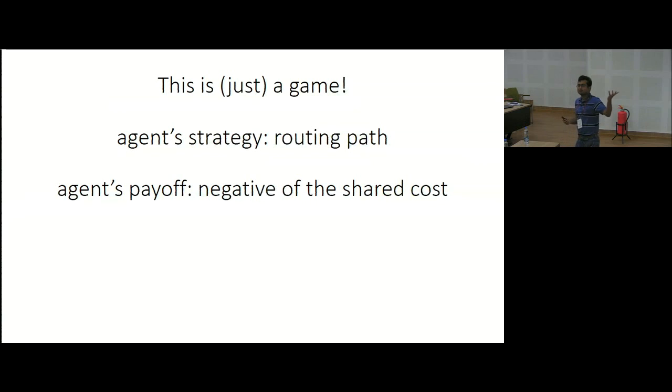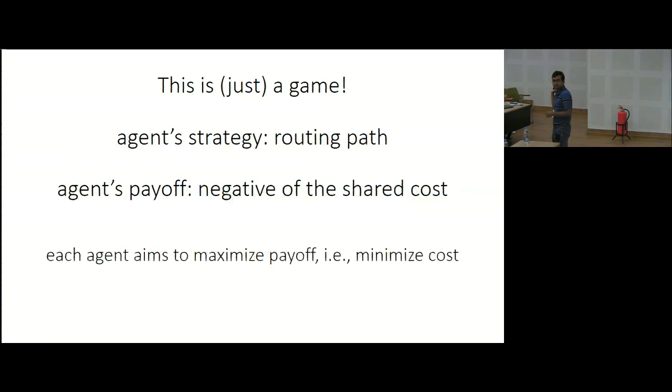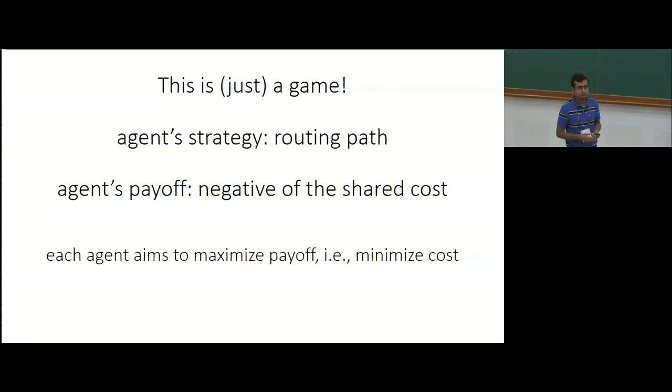Here, as I said, every agent's own objective is to minimize their shared cost, which is the same as maximizing the negative of the shared cost. So the agent's payoff is the negative of the shared cost, and each agent tries to maximize payoff. This is the game that this class of problems represents, as we will see soon.